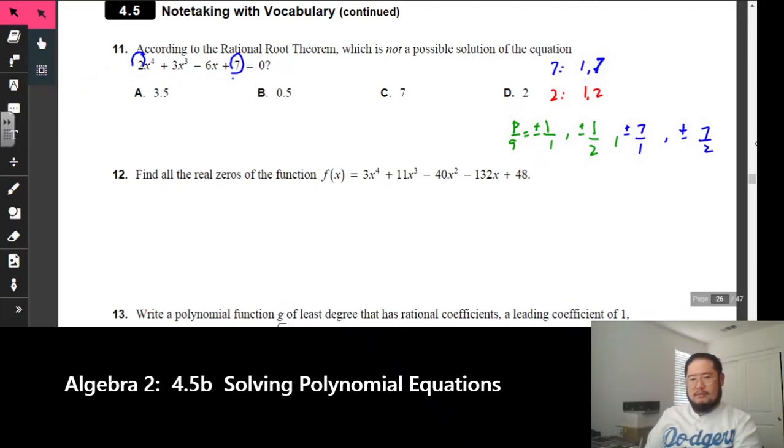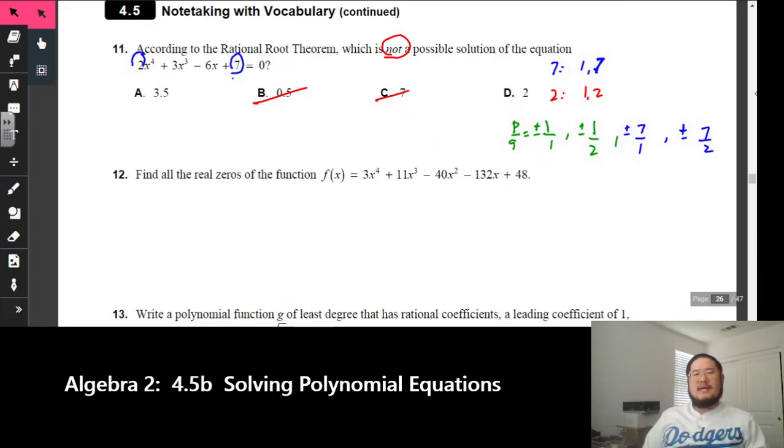Next up, we got ourselves plus or minus 1/2. Well, I see 0.5, that's the same as 1/2. That is a possible solution. Remember, we are trying to figure out what is not a possible solution. We've got plus or minus 7. 7 is on the list. No bueno. All right, so we cancel that out.